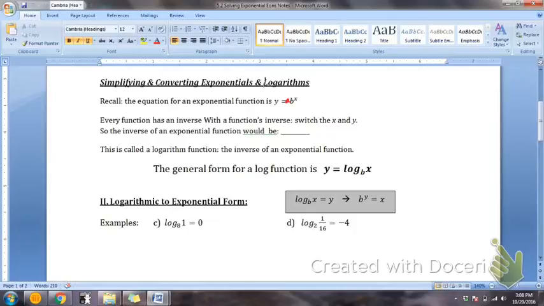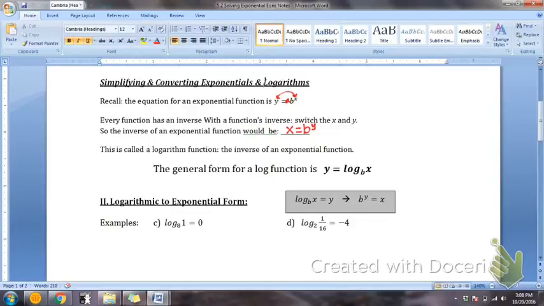Every function has an inverse. We did that in Unit 3, where we did the f negative 1 thing, where we switched x and y. You guys remember that? We switched x and y? Okay. So if I wanted the inverse of an exponential function, I would have x equals b to the y. Please make your y an exponent. X equals b to the y. So if we want to talk about what an inverse of an exponential function looks like, we just switch the x and the y. So if you look up here, I just switched x and y, right?